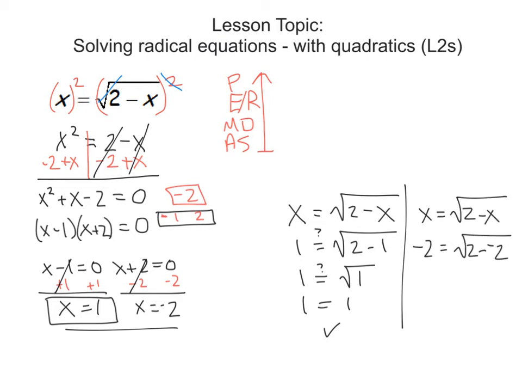So negative 2 equals the square root of 2 minus negative 2. Again, notice we're putting in a negative 2 right here for x, so it's a negative negative. Is negative 2 equal to the square root of 2 minus negative 2, which is 4? Does negative 2 equal the square root of 4? And the square root of 4 is 2. And the answer is no, they are not equal. So negative 2 is an extraneous solution.